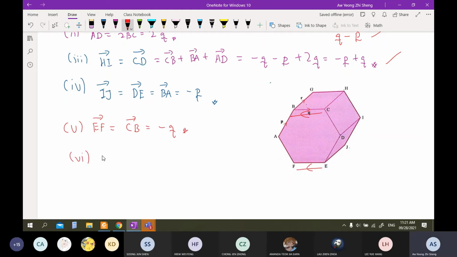Part 6. Where is B to E? B to E is this diagonally downwards. So let's find a path to reach E from B. You can take B, C, D, E. You can take this yellow colored path. So it's BC plus CD plus DE.